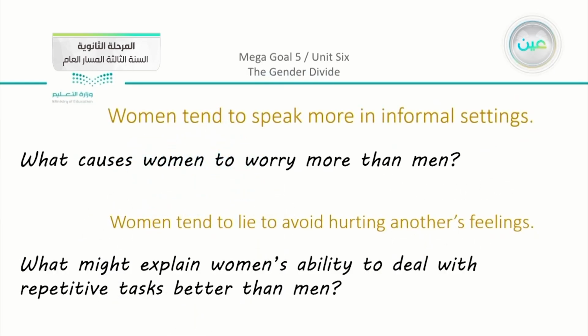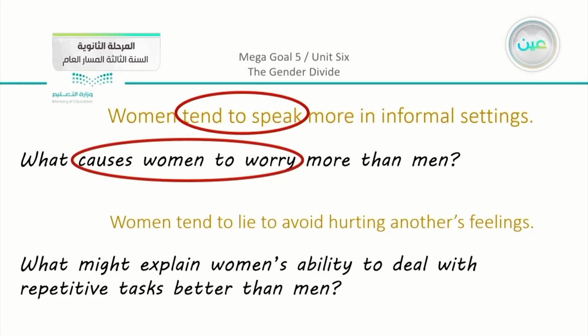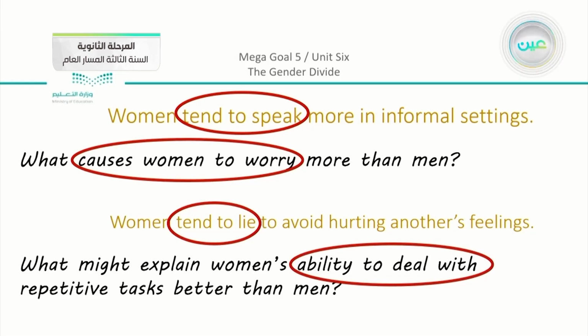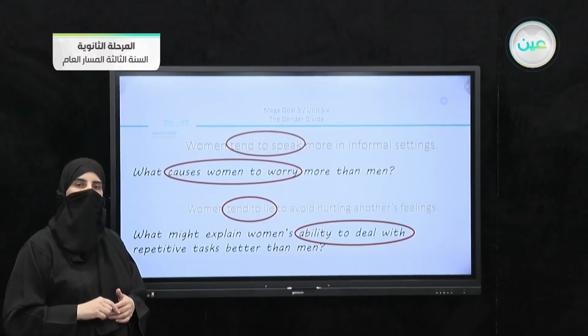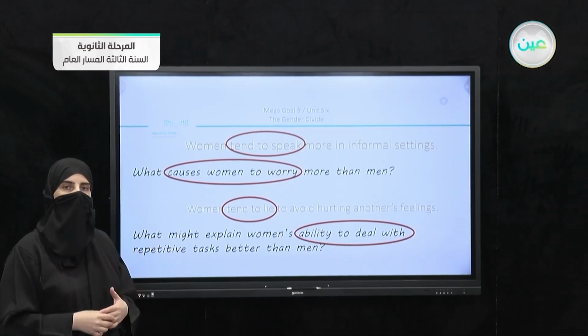We have the same answers, and actually we have answers and questions from what we mentioned. Here, I want you to observe something. You can see that we have here, women tend to speak. What causes women to worry? Women tend to lie. What might explain women's ability to deal with? Now, you can see that in all the 4 examples, there is one word that is repeated. You can see that we have here the word to.